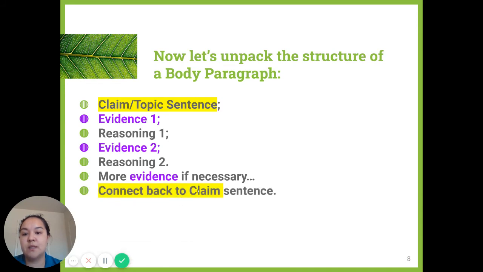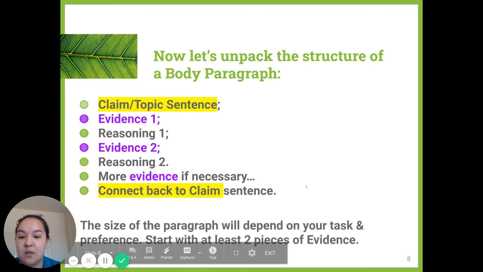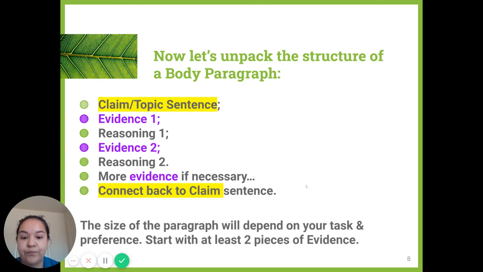It is also optional that you can connect back to the claim, summarize everything, especially if you have a lot of evidence. You might want to summarize everything about those evidence in one conclusive sentence.